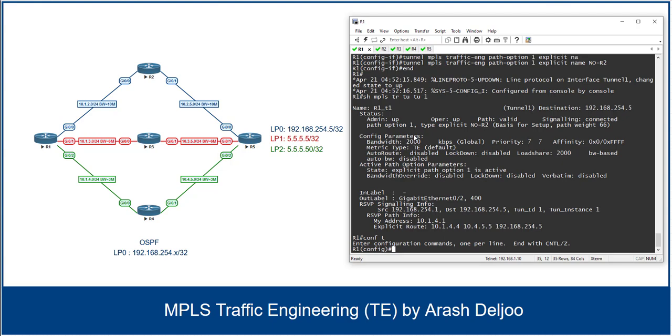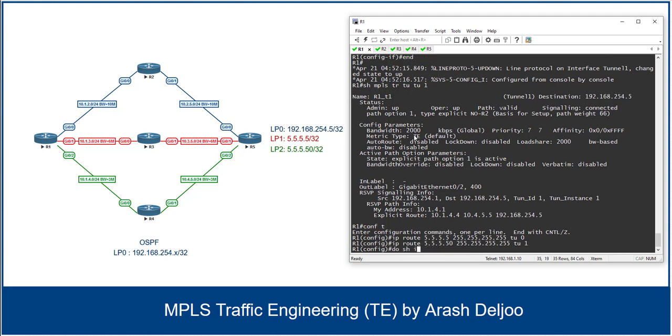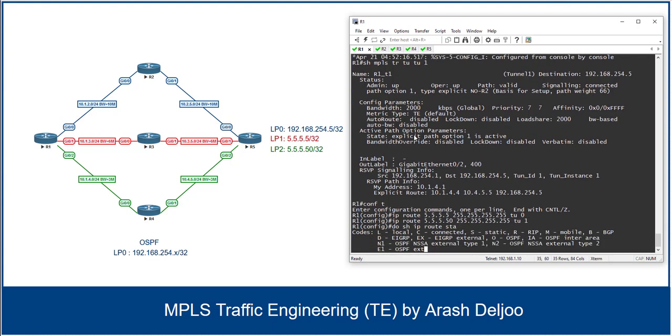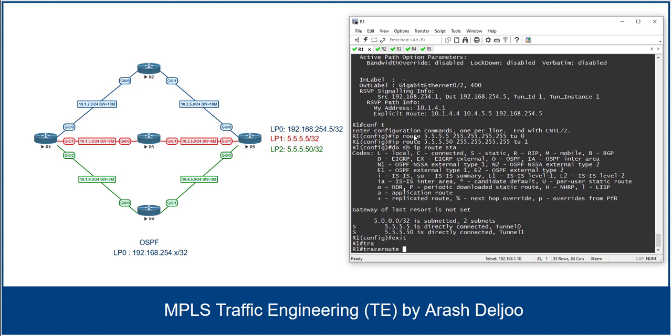Here, the command is IP route 5.5.5.5 255.255.255.255. Okay, please use tunnel 0. And after that, IP route 5.5.5.50 255.255.255.255, and then tunnel 1. In the routing table, do show IP route static. Now we have these two paths, and we can use the traceroute command to see the result of our configuration.